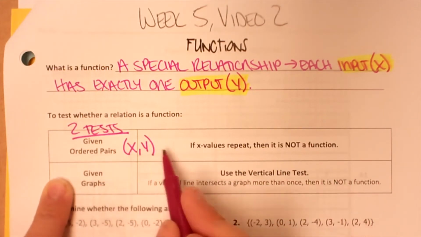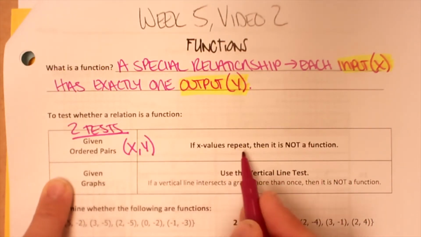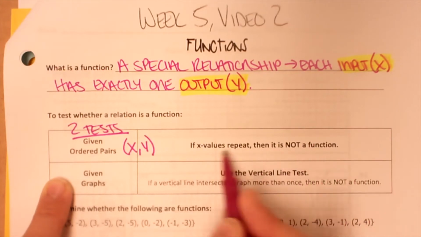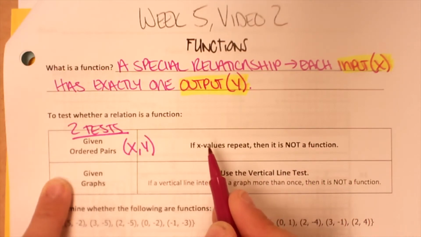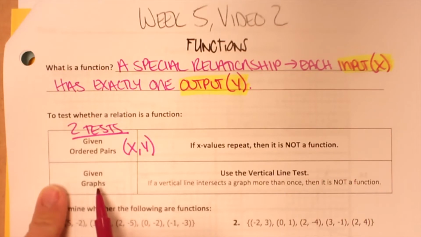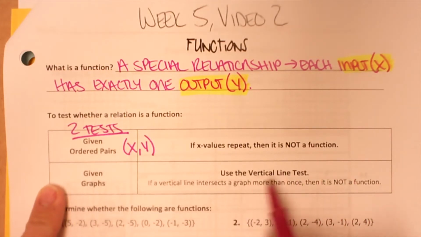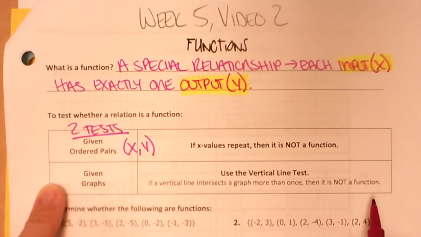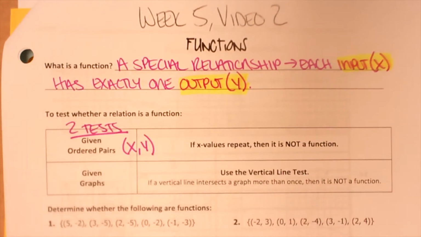So when you're given an ordered pair, if your x value repeats, then it's not a function, meaning if you have more than one of the same x. Or if you're given a graph, you'd use the vertical line test. So if a vertical line intersects a graph more than once, then it's not a function. So keep in mind, this means that your x is used more than once. Let's look at some examples.